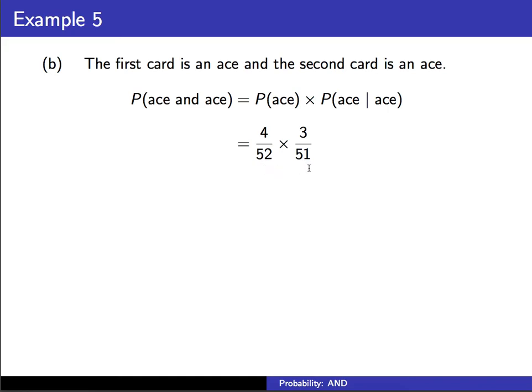So our chances of getting a second ace dealt to us are now 3 aces out of the 51 cards remaining in the deck. When we calculate this probability, we get 1 out of 221, which is 0.452%. So a little bit less than 0.5% chance of getting 2 aces dealt to us.